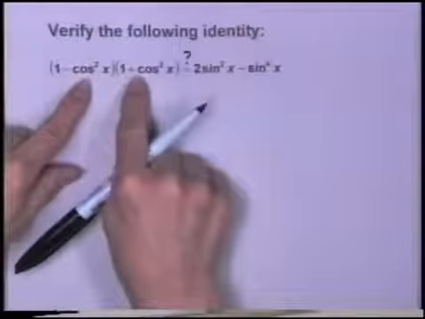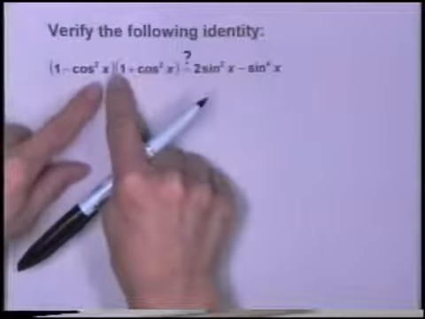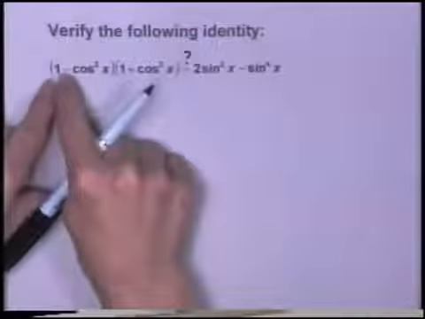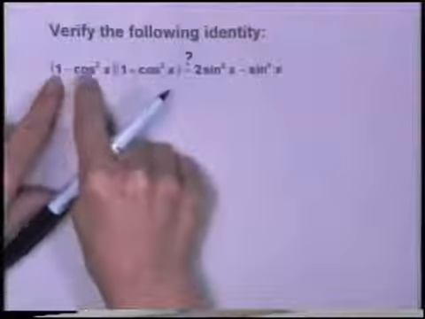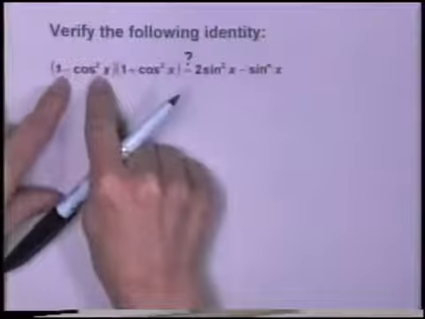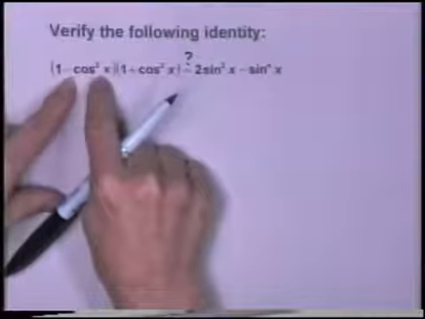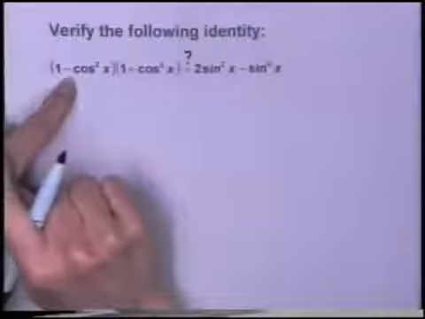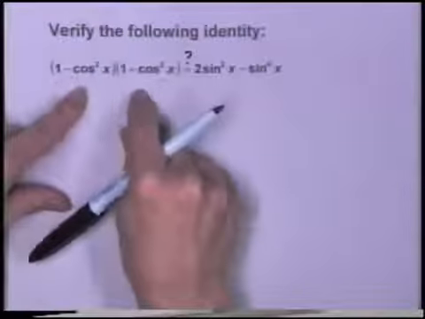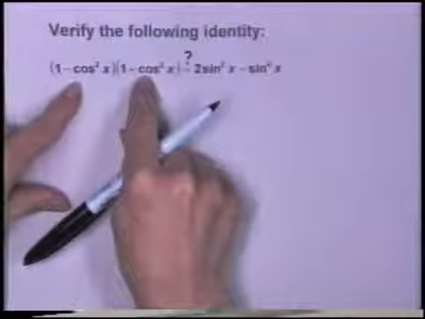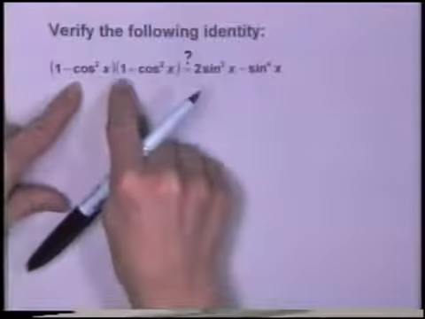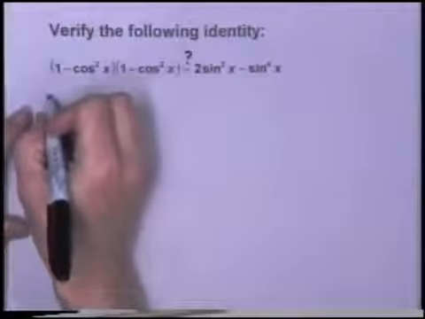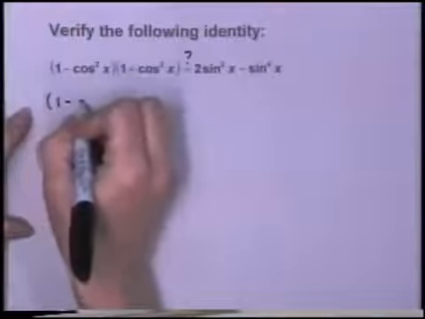So one thing might be to consider, if I start over here, I have several possibilities. I could multiply these out, or I'm already seeing right here, what's 1 minus cosine squared x? That's sine squared x, isn't it? So that might be a possibility right off the bat, to substitute sine squared x for that. So I'm thinking there are some things I can do to transform from this side to this side. So I'm going to start with the left-hand side.